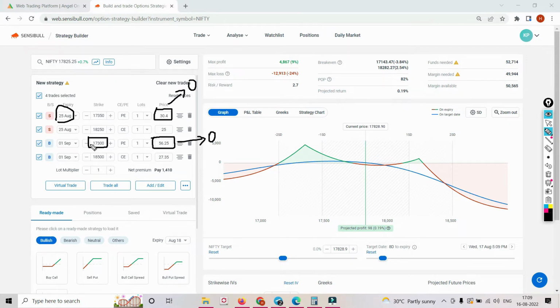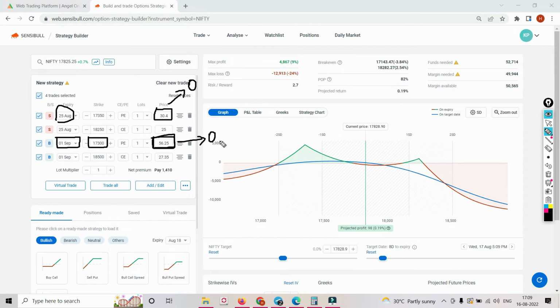Though we have taken the edge of 1st September, my question is, on the 25th August expiry, if this is OTM, this can become 0, absolutely. But will this become 0? My question is, will this become 0? No, because if this has to become 0, this will become 0 on 1st of September, not on 25th of August.